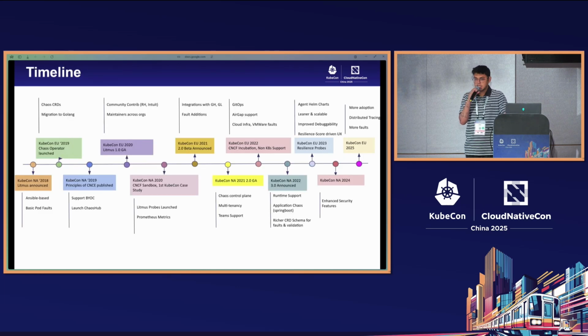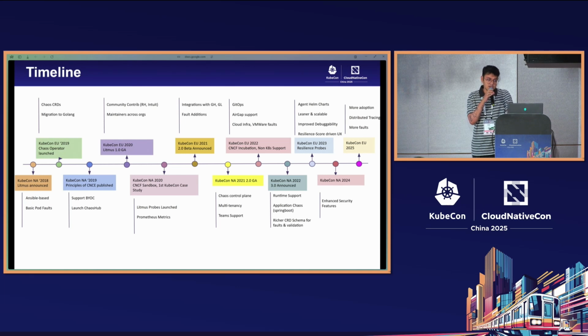This is a small timeline view of what we have been doing for the past 4 or 5 years. I'll just talk about the recent half of it so you get an overview of where we are at. At KubeCon North America 2020, this is where we first announced the Litmus probes, which were the resilience probes that we introduced as part of your regular chaos checks. Then at KubeCon 2022, we added runtime support. We added support for application chaos, which was Spring Boot.